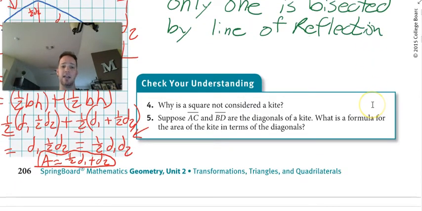Let's check our understanding of what we know about a kite. Why is a square not considered a kite?